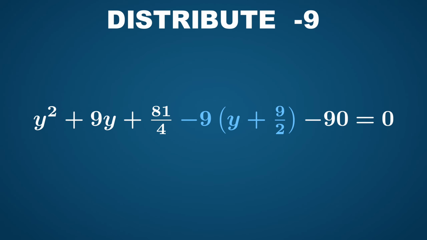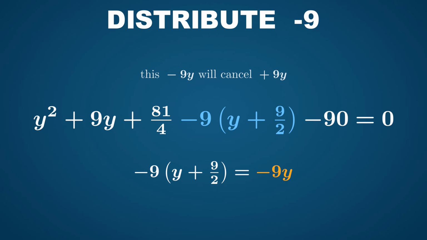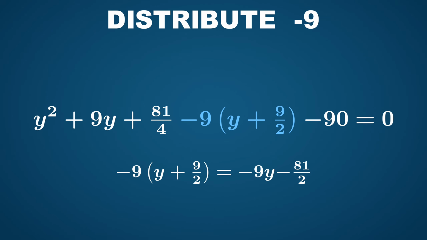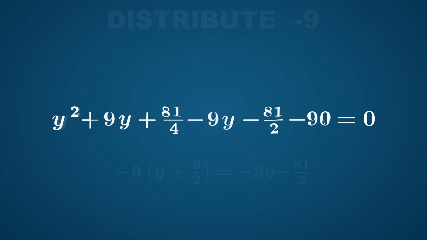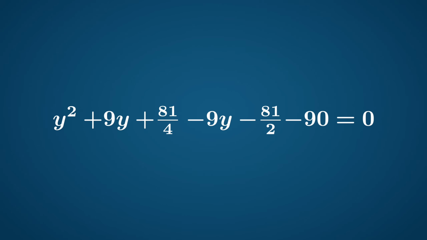Next, we must distribute the negative 9 into the second binomial group. We multiply negative 9 by the variable y to get a negative 9y. This negative 9y will nicely cancel with the positive 9y later on. Then we multiply negative 9 by the fraction positive 9 over 2. Negative 9 times positive 9 gives a negative 81 on the top. The denominator stays as a 2 because the 9 is just a whole number. So we get a negative 81 halves for this distributed term. Do not forget the negative 90 sitting by itself at the end. The whole expression still remains equal to 0.